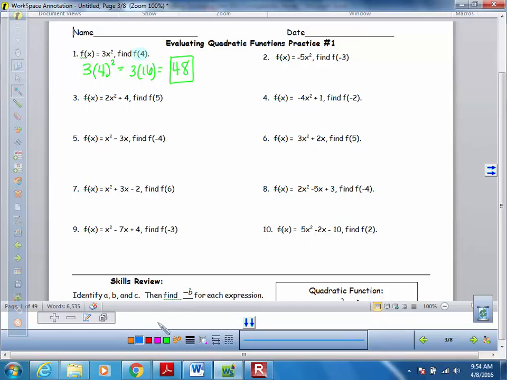Okay, let's try another one of those. So let's look at number 3. In number 3, we have 2x squared plus 4, where x is 5. So every time I see an x, I'm going to plug in my 5. So 2 times 5 squared plus 4. Okay. You can plug that straight into your calculator. What do you get when you plug it straight into your calculator? 54.